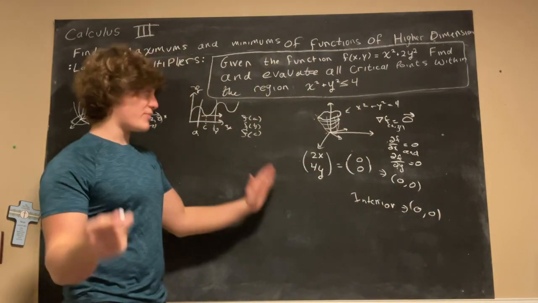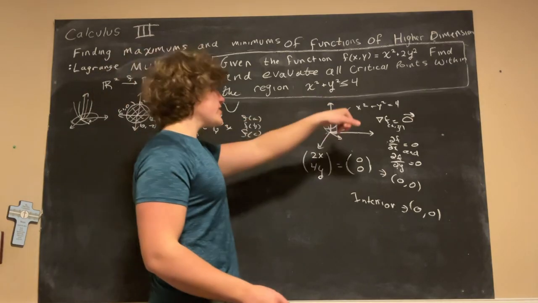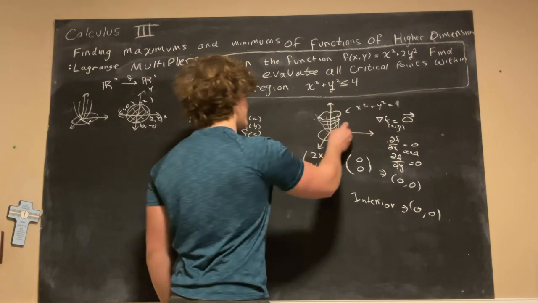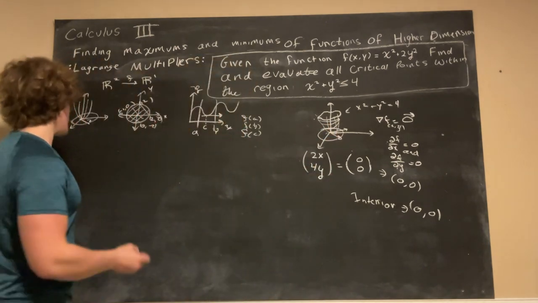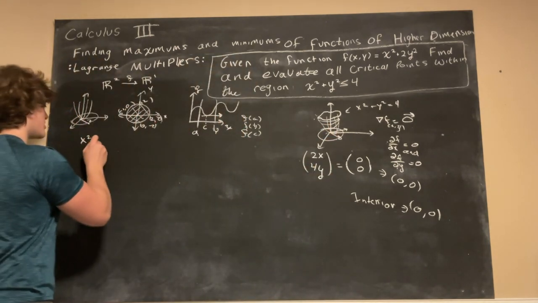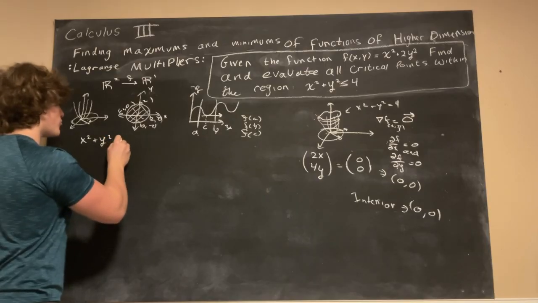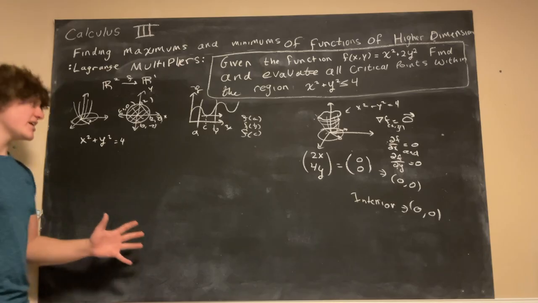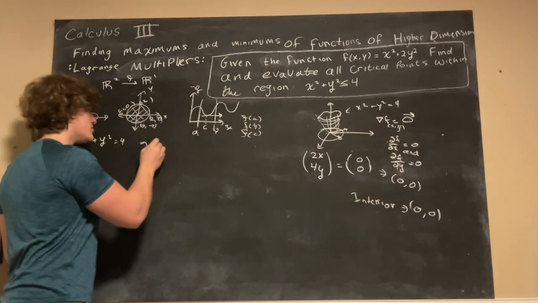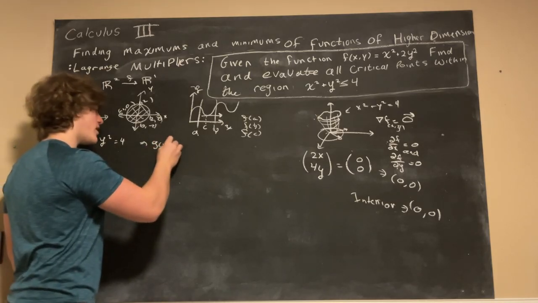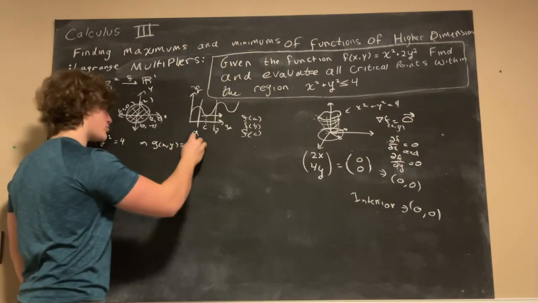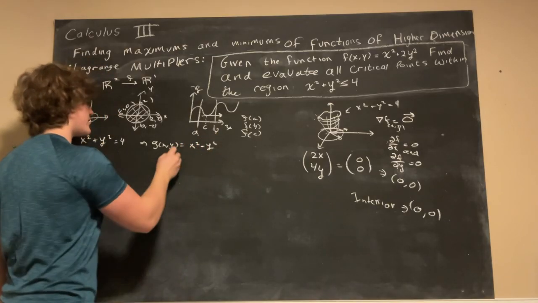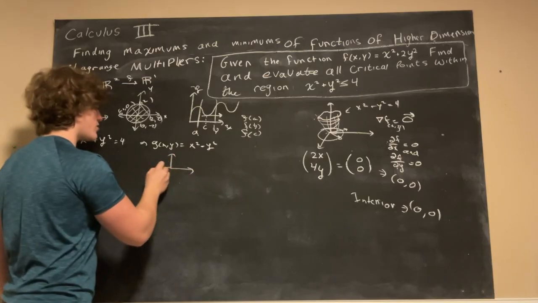Now let's look at our boundaries. We have this surface right here, and we are integrating over this surface. For our boundary, x squared plus y squared equals 4, we can imagine this as a level set of the function g of x comma y equals x squared plus y squared. So that is a level set.